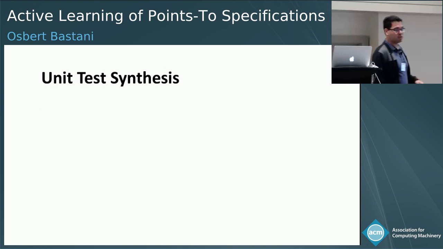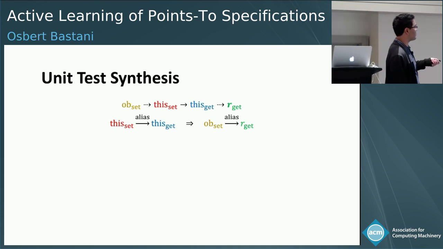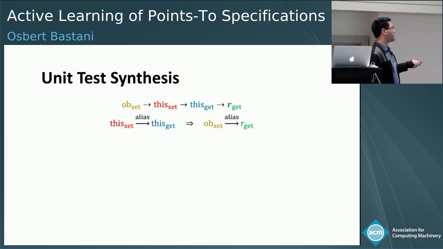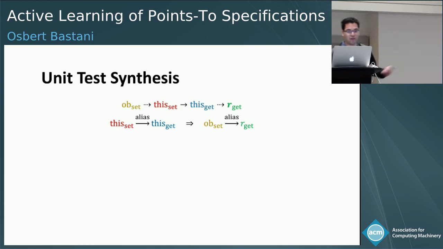And I'm just going to describe this step via an example. So coming back to our original example for the box class. Recall that the semantics of this specification is that if the receiver of set and the receiver of get are aliased in the program, then the input, the parameter of set and the return value of get may be aliased as well.